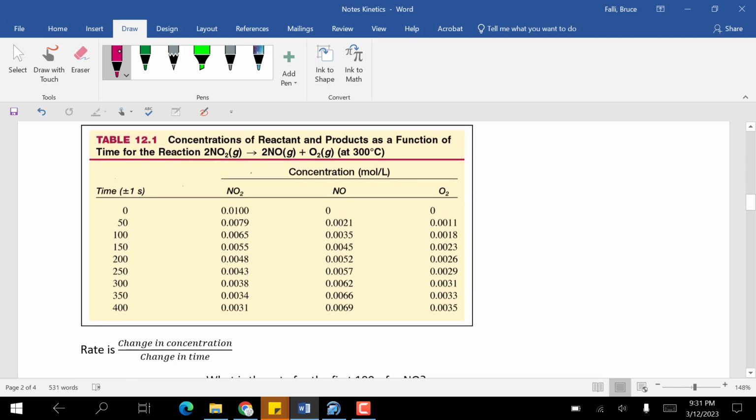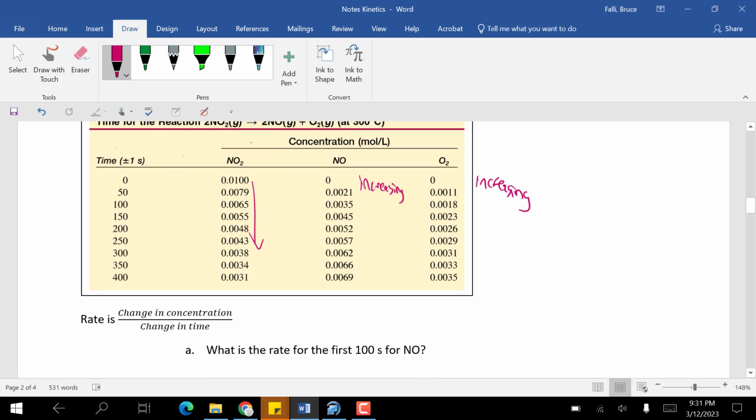Okay, rate. So I'm going to have tables. Here's time: 50, 100, 150, 200. Notice how this guy's going down. This guy's going up, right? So this one's increasing. And this one here is increasing too. Right. So rate is change in concentration over change in time. Okay, so it's basically the slope of a line.